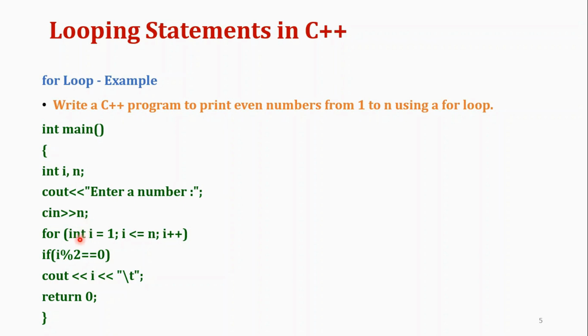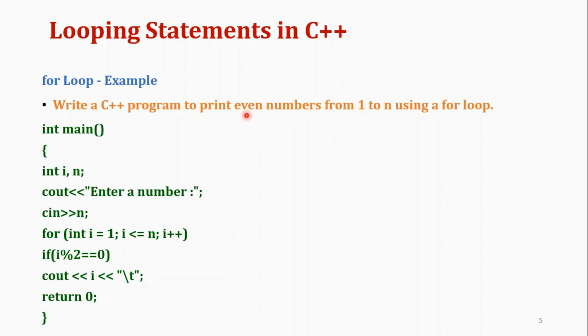And i is initialized to 1. This is the initial condition: initialization, upper condition, and the increment. So i equal to 1 and i less than or equal to n. As long as i is less than or equal to n, the body, the set of statements, will be repeatedly executed, and the i value is incremented.